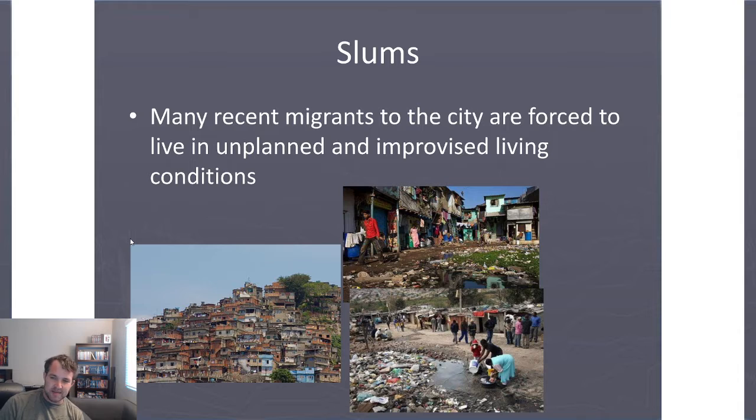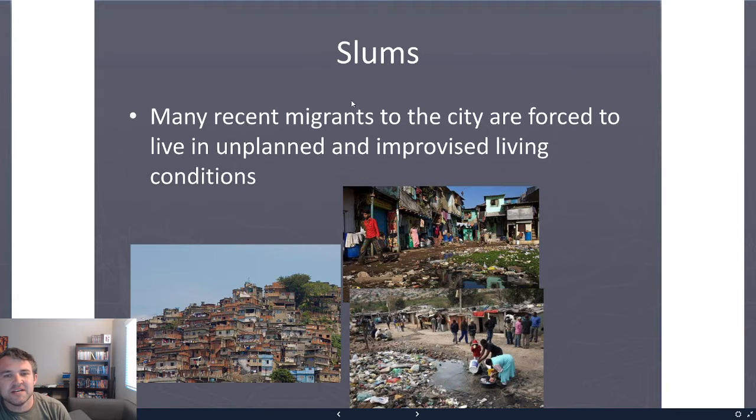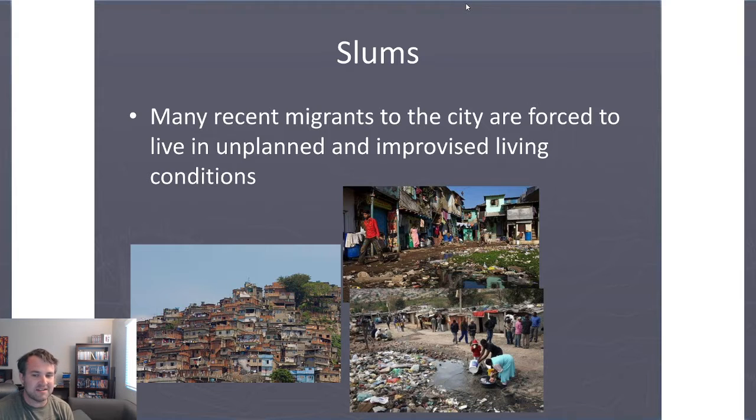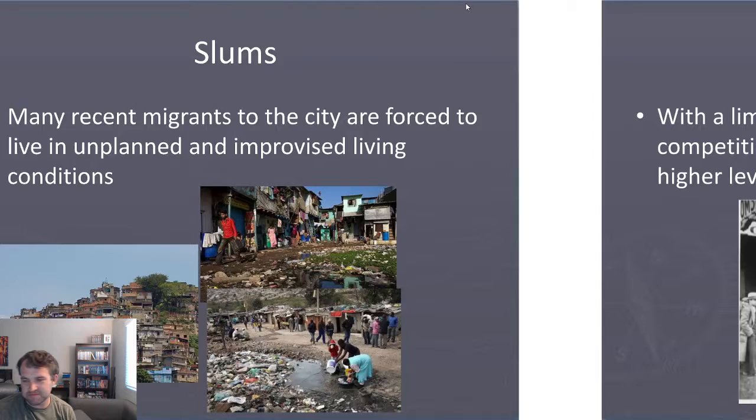Okay, and then slums. This is a big problem, especially in the third world. So many people are moving to cities as fast as possible that they have nowhere to live. And they've got to put housing together in any way they can. So these are the favelas outside of Rio de Janeiro. And these are unplanned, improvised living conditions. Typically, these houses are not very good for keeping people safe and sanitary. So something should be done to help these people out. Let's build them some good quality homes.